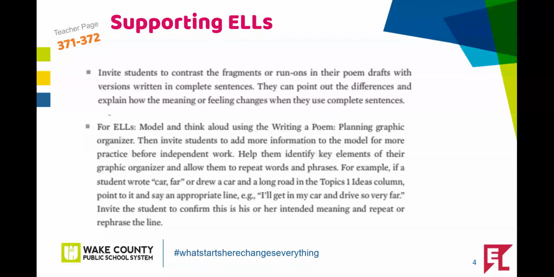Each lesson provides a selection of supports for English language learners, but teachers should read these notes as these strategies may be helpful to all students regardless of language proficiency. It is important that students be able to distinguish between prose and poetry. Help them see the difference by contrasting fragments and run-ons with versions written in complete sentences. Have them draw emojis to show how the feeling and tone changes. For heavier support, model and think aloud as you write a poem, and then invite students to add more information to your model. Point out key elements and help children write by having them repeat or rephrase the lines.